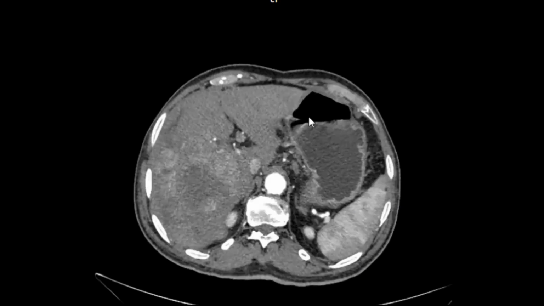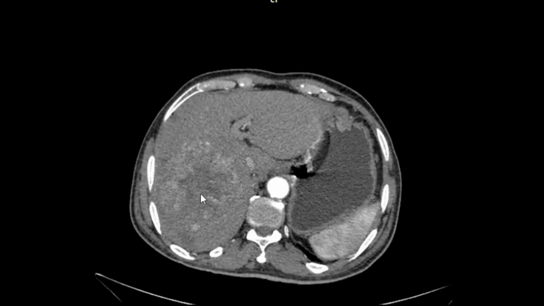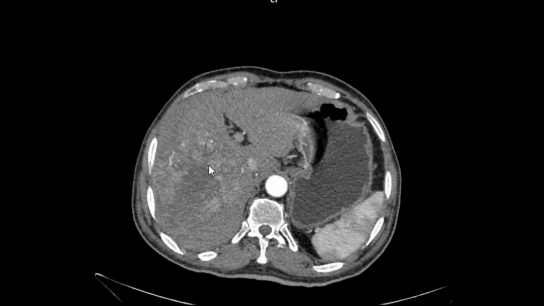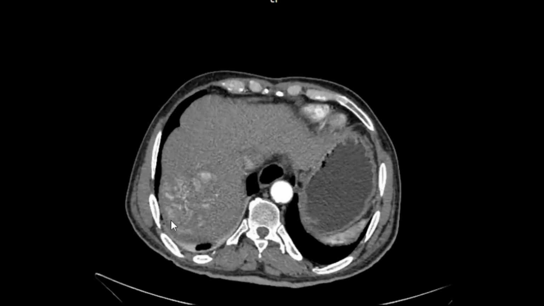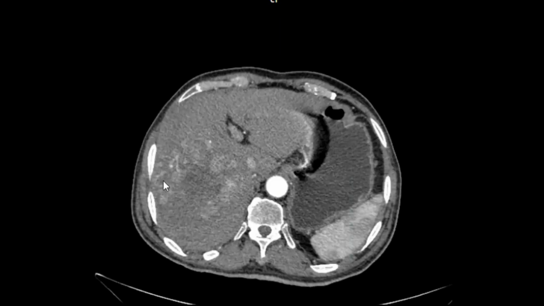This is a case of spontaneous rupture of a hepatocellular carcinoma. Here we can see the hyperattenuating mass within the liver with some central necrosis, and we can see mixed density material along the dome of the liver compatible with acute rupture.